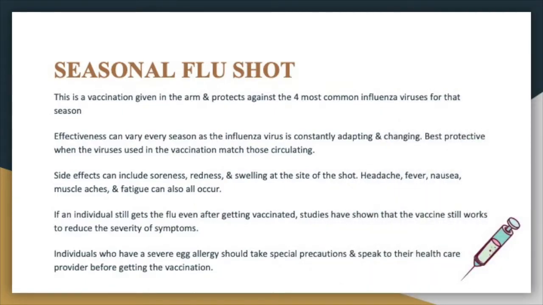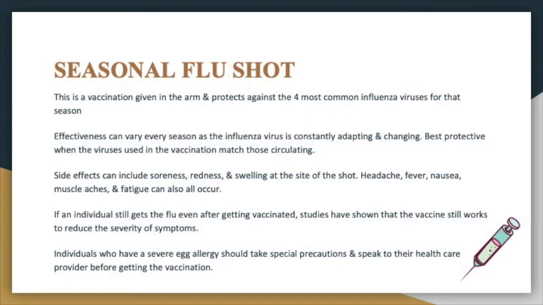To prevent the flu as a whole, the seasonal flu shot is made easily available during the flu season, which is between the months of October and March. This vaccination is given in the arm and is typically adjusted each year to protect against the 4 most common strains of the virus for that season.